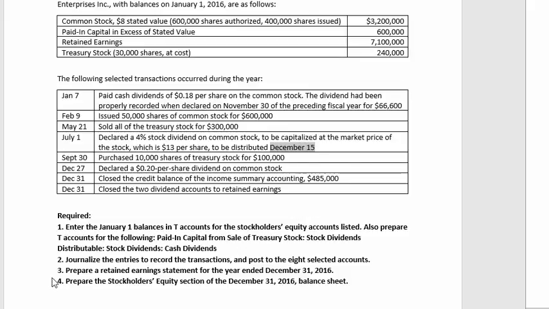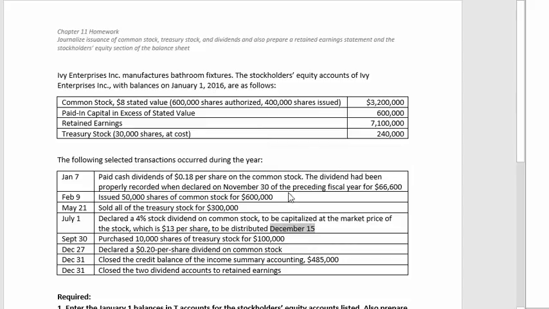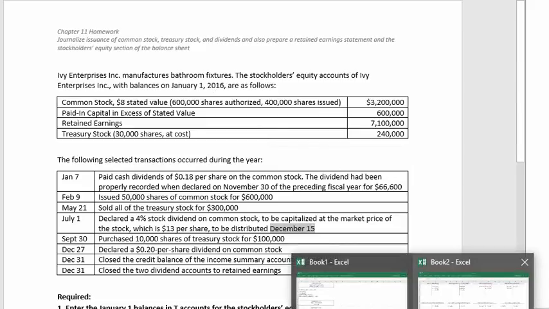So this video gives us the last two requirements of the problem, which are to prepare the retained earnings statement and the stockholders' equity section of the balance sheet for all the transactions that we just spent a whole bunch of time working through. So I'm going to go ahead and get started here.